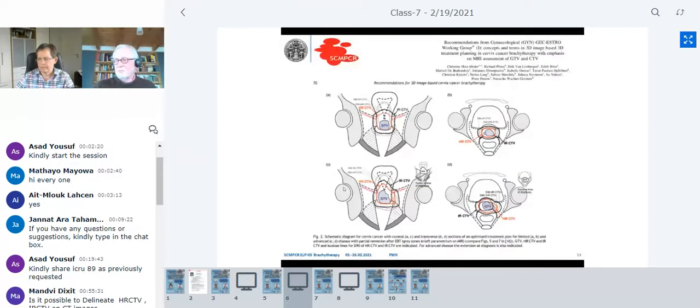Okay, this is just another slide you've already seen. This here would be the situation in a limited disease. And here you see that the target volumes are for extended disease.